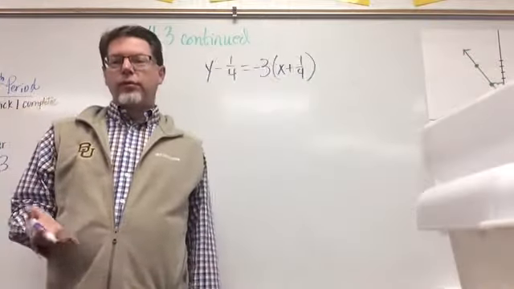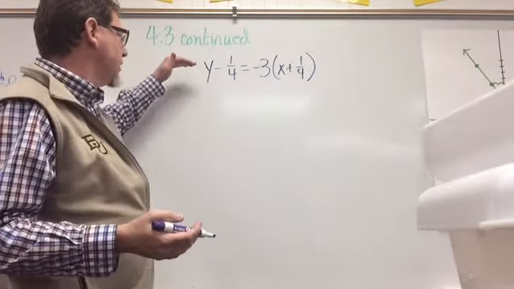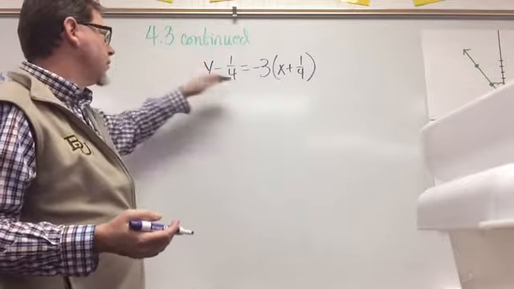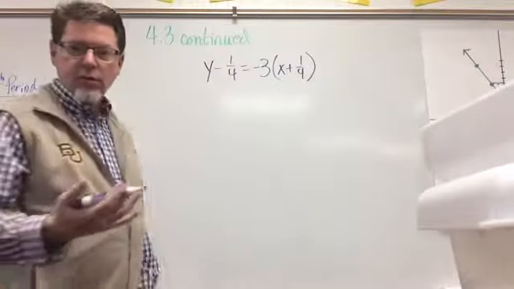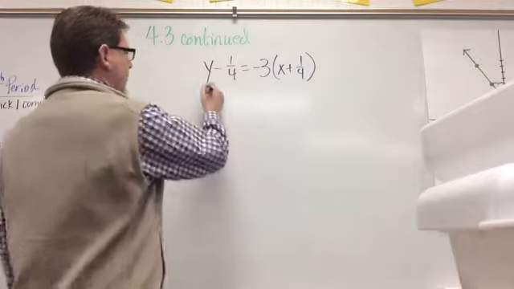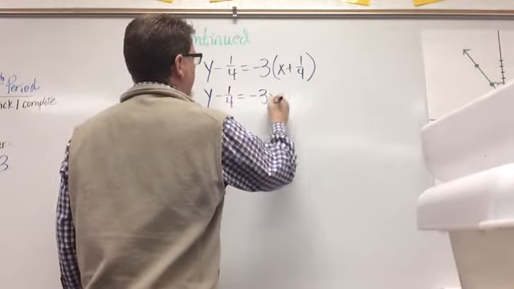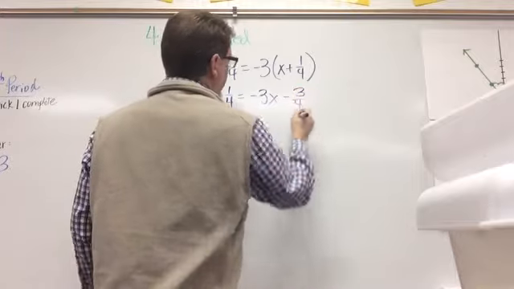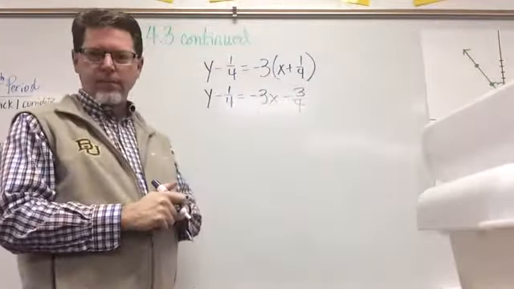And here's one more example, okay? Let's just practice with those fractions. My point slope form is y minus 1/4 equals negative 3 times the quantity of x plus 1/4. So I'm going to distribute a property. Y minus 1/4 equals negative 3x minus 3/4, because negative 3 times positive 1/4 is negative 3/4.